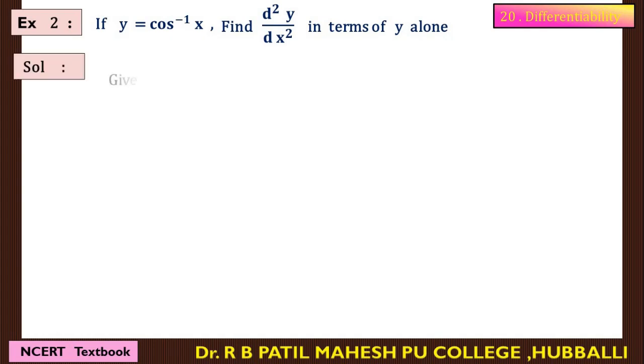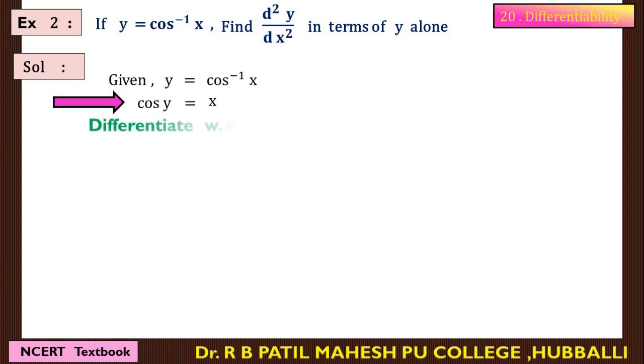Now see the solution. First you take the given function y is equal to cos inverse x. This implies cos y is equal to x. Here you can differentiate the function cos inverse x, it's a standard function, but I want the double derivative in terms of y alone, so let me transfer this inverse function to the left side. It becomes cos y, and the right side is x. So when you differentiate, x is eliminated.